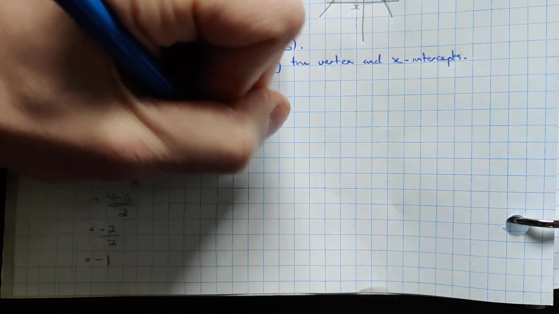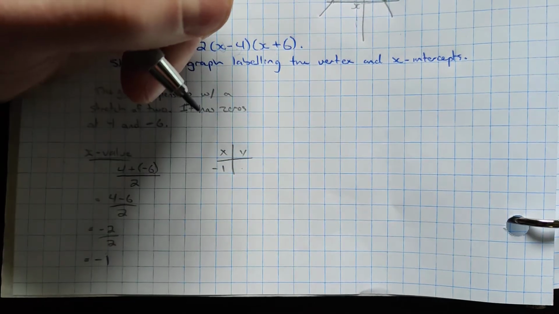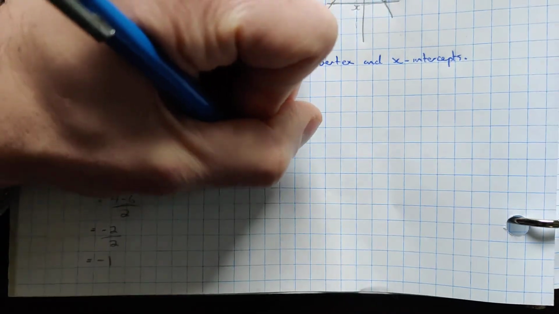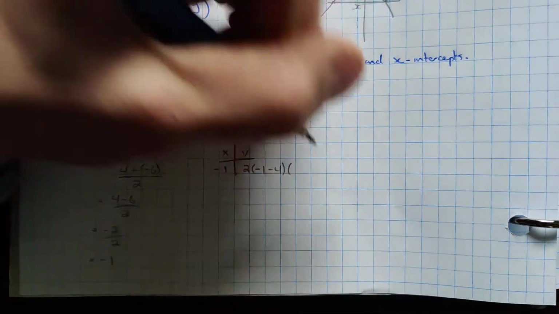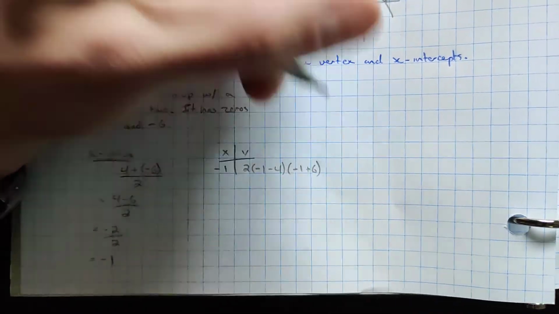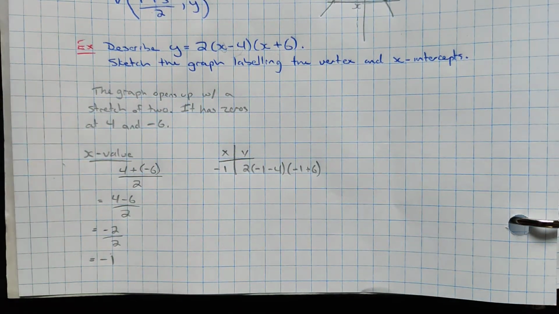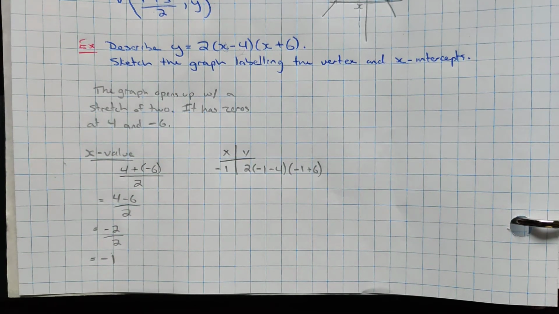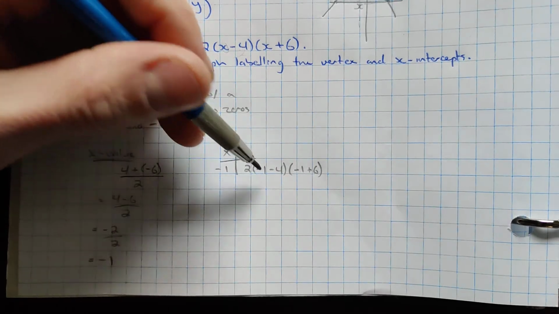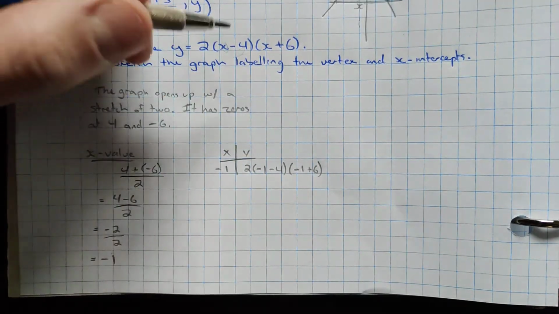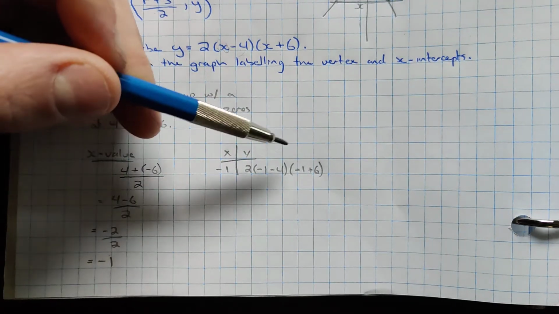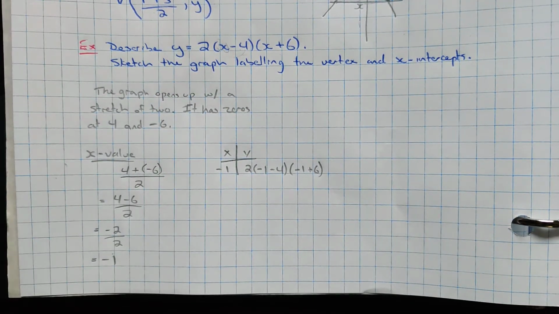So all we're doing here is basically filling in a mini table of values. y equals 2 times (-1 minus 4) times (-1 plus 6). I'm not putting brackets around the -1 here just because it's not needed in this case. There's no multiplication inside here, so this will work out. If it was something like 2x or 4x, we'd have to multiply with the -1. But this is okay. We're going to stick to this simplistic way of doing it.